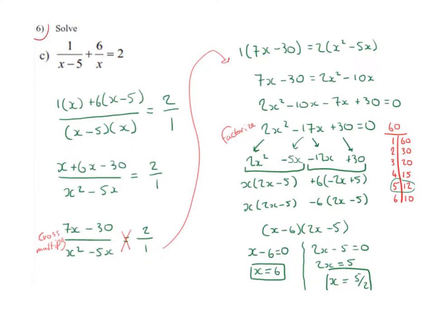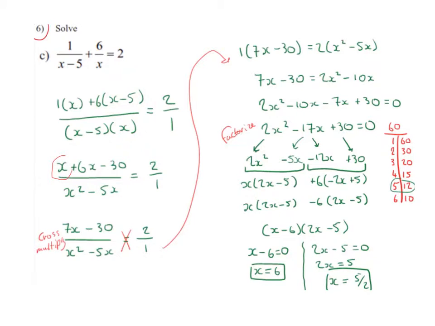Okay, so then we're going to have to multiply out our numerator and our denominator, and then simplify. 1 multiplied by x gives us x. 6 multiplied by x gives us 6x. And 6 multiplied by minus 5 gives us minus 30. And then x multiplied by x gives us x squared. And minus 5 multiplied by x gives us minus 5x. And this is still equal to 2 over 1. So the denominator is already simplified, but we just have to simplify the numerator.